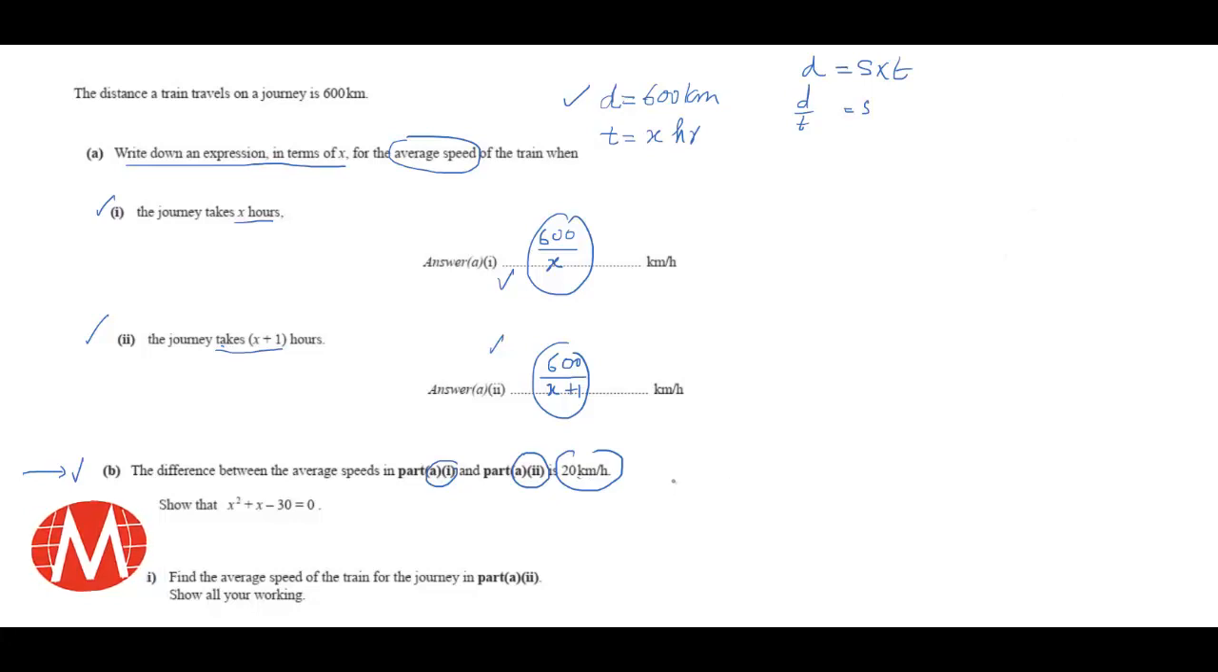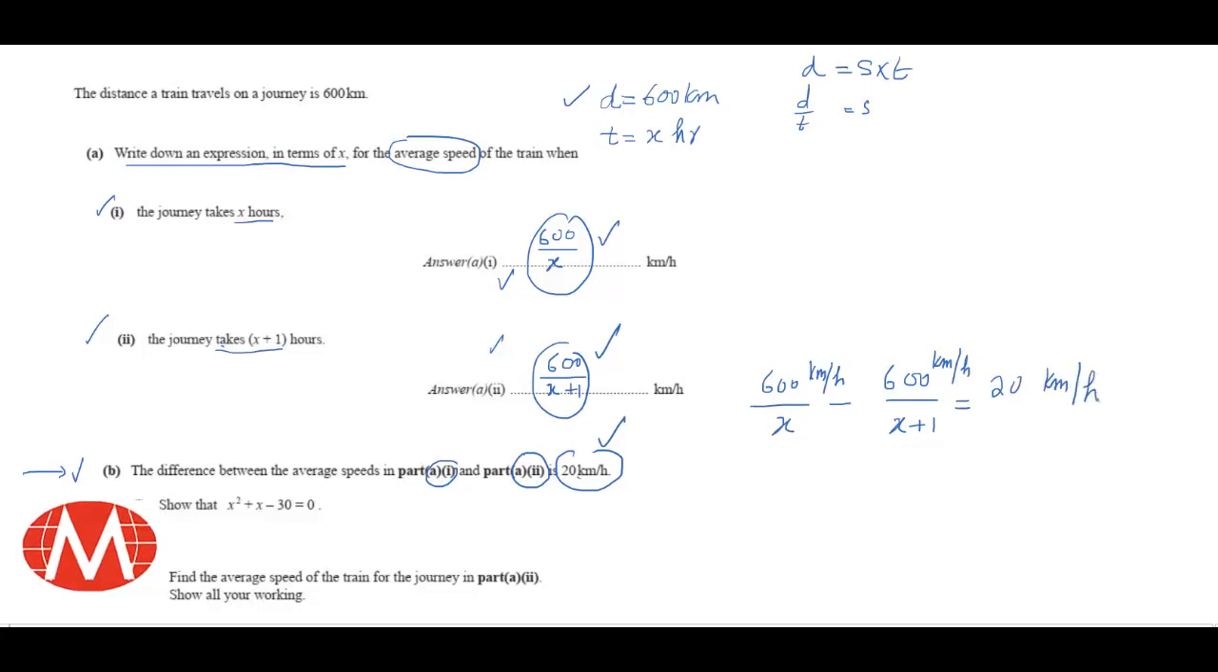When you want to take the difference, the bigger fraction should come first. So here this is the larger fraction, so I will write it first, 600 over x, minus, and this is the smaller fraction, this is 600 over x plus 1. And the difference is given in the question, this is 20. The first one is kilometers per hour, the second one is also kilometers per hour, and the third is also kilometers per hour. So all the terms have the same unit, so there is no problem of different units here. If the units are different, we have to make them the same before solving the question.